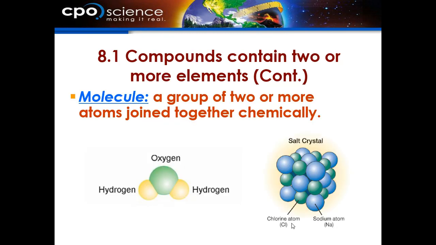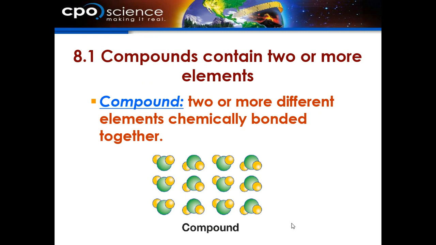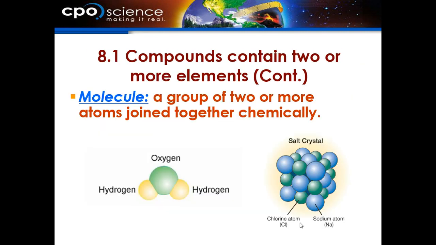Compounds contain two or more elements, and those are different than molecules. Okay, so a compound versus a molecule. A molecule is a group of two or more atoms. Compounds, I'm going to go back a couple slides here. Compounds are two or more elements, okay, while a molecule is two or more atoms.